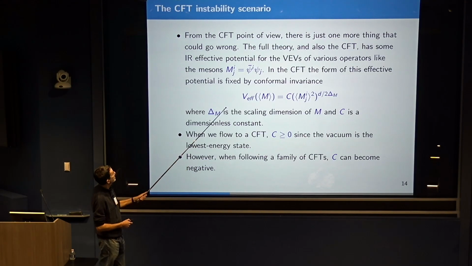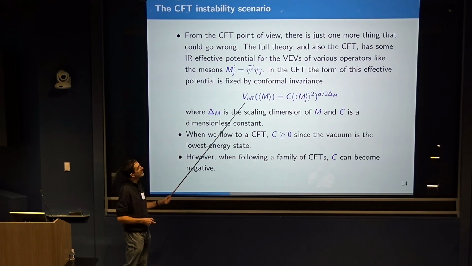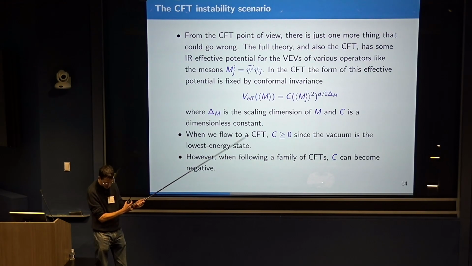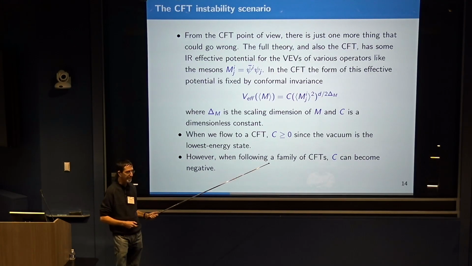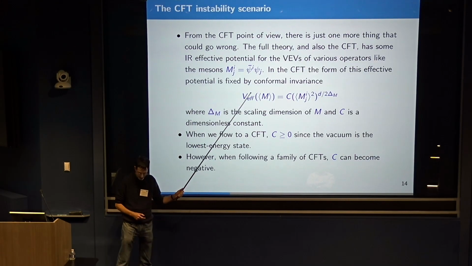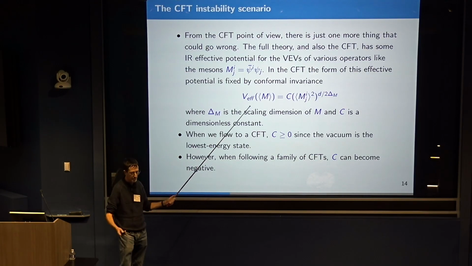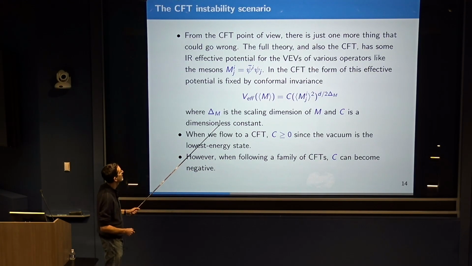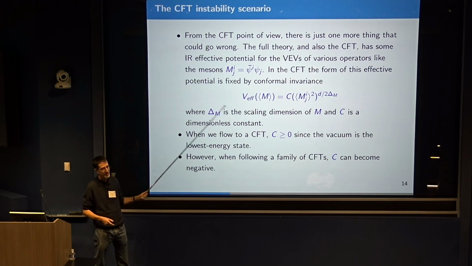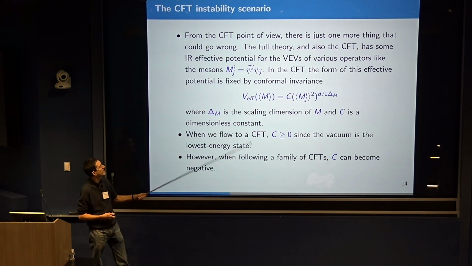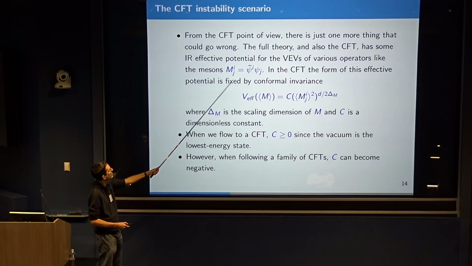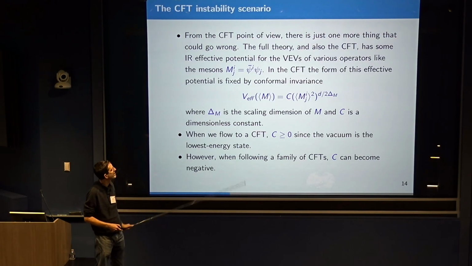Now one could ask what else could go wrong from the point of view of the conformal field theory. What else could cause this conformal theory to stop describing the infrared behavior? And from the point of view of just the conformal field theory, it turns out that there's one other possibility for how a conformal window can end. So in addition to looking at the beta function, we could also look at the effective potential of our theory as a function of the vacuum expectation values of various operators. So in QCD, for example, we can look at the effective potential for the mesons.